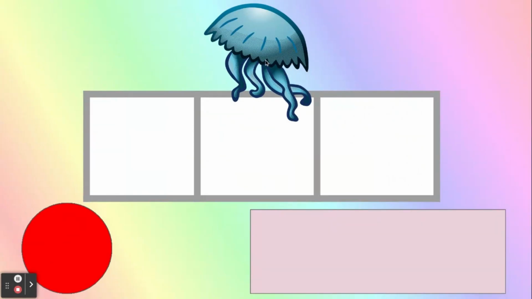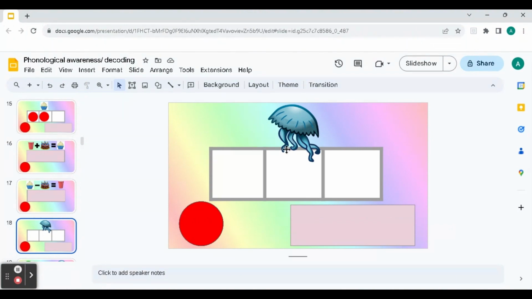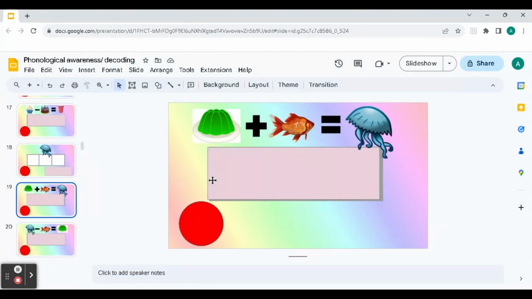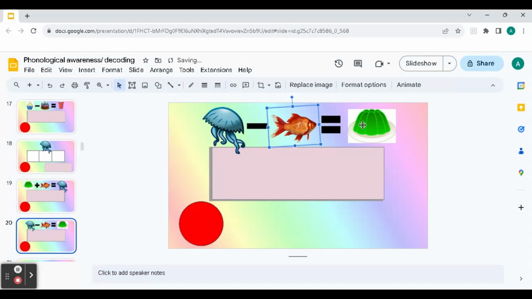Okay, for example, I have the word jellyfish. Say jellyfish, but don't say jelly. Fish. Say jellyfish, but don't say fish. Jelly. So this is an example. I could also use it to blend the parts together. Jelly, fish. Jelly plus fish would make the word jellyfish. So here again is an example. Jelly plus fish equals jellyfish. Or jelly take away fish would be jelly.